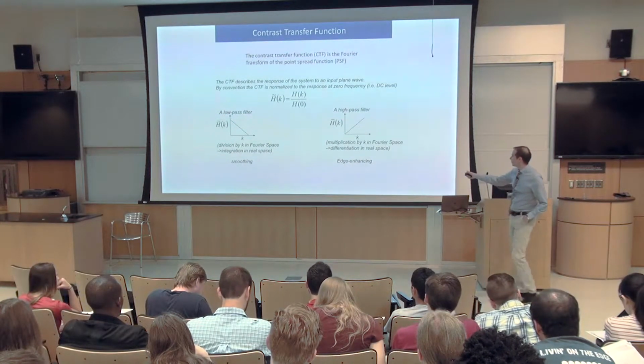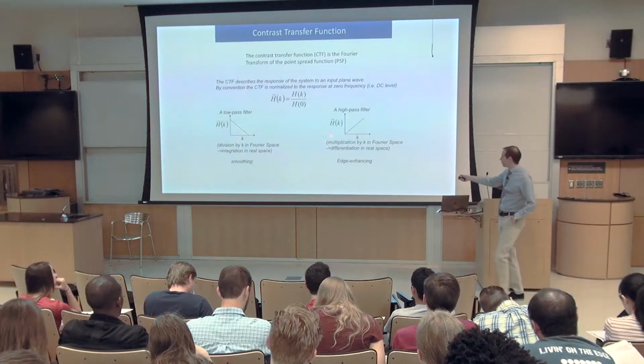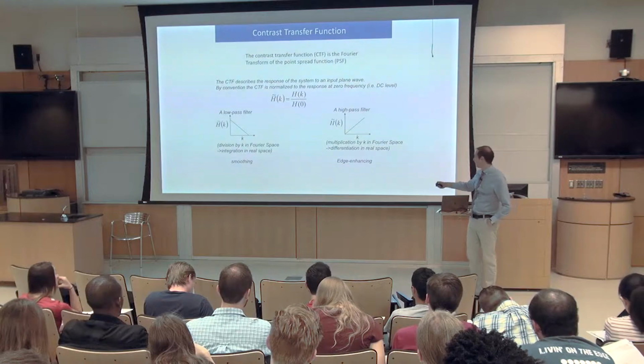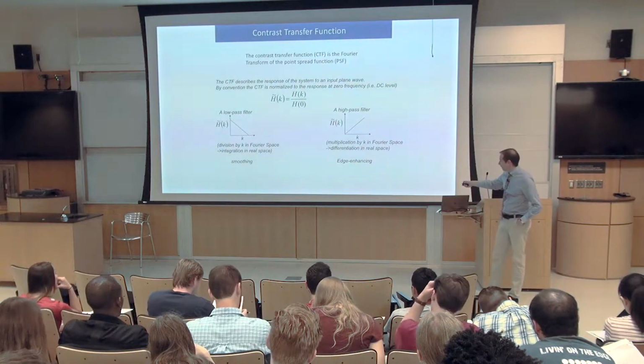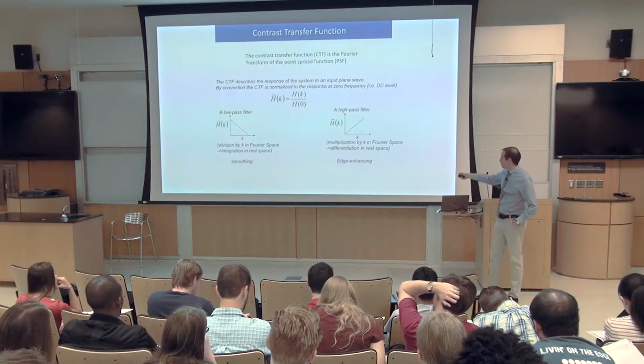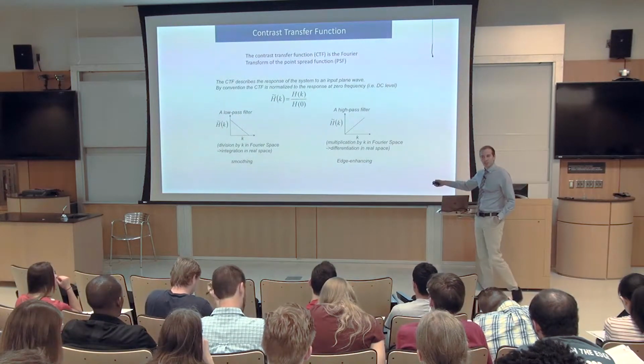In a high-pass filter, we're increasing with k. You could think of this, for example, as a multiplication by k in Fourier space, which maps to a differentiation in real space, but it's an edge-enhancing process. So we're emphasizing the high frequencies, we're de-emphasizing the low frequencies.